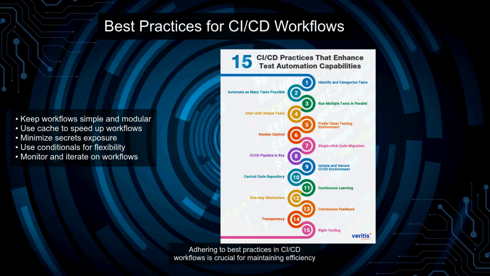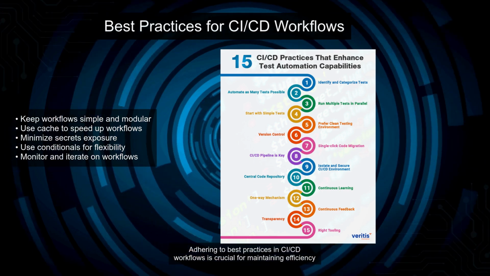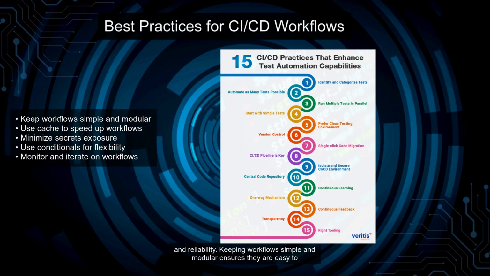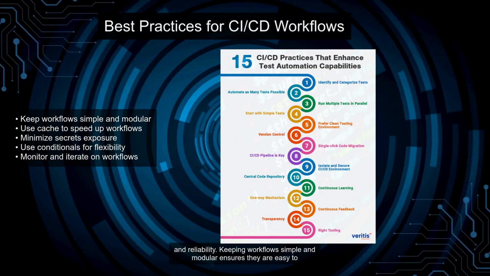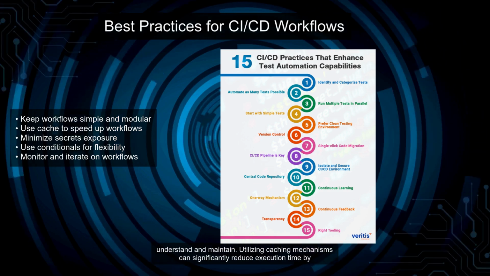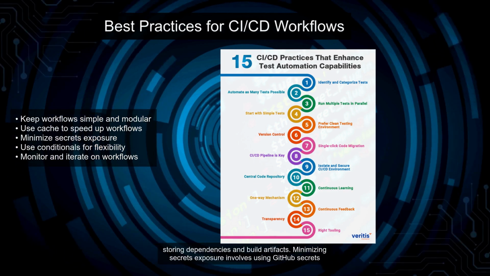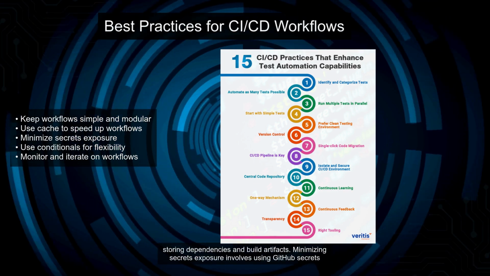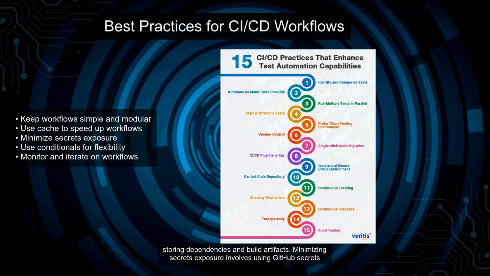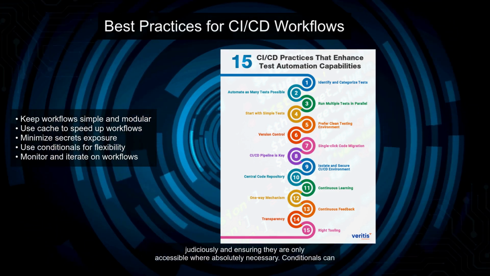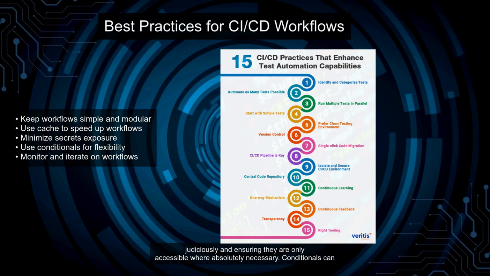Adhering to best practices in CI/CD workflows is crucial for maintaining efficiency and reliability. Keeping workflows simple and modular ensures they are easy to understand and maintain. Utilizing caching mechanisms can significantly reduce execution time by storing dependencies and build artifacts. Minimizing secrets exposure involves using GitHub secrets judiciously, ensuring they are only accessible where absolutely necessary.